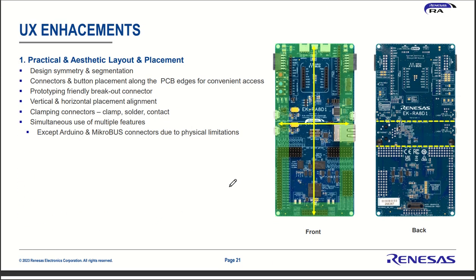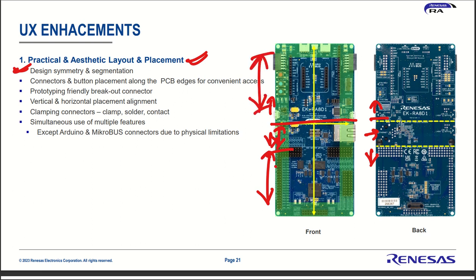Now if we talk about UX enhancement, what is the practical and aesthetic layout placement? You can see design symmetry and segmentation is there. It looks like you can cut here and it will have two boards, one board here, another board here. This is your debug section. One part, this side is developed and this side is developed. This is particularly your debug part, and this is your array part. And this is your development peripheral parts.